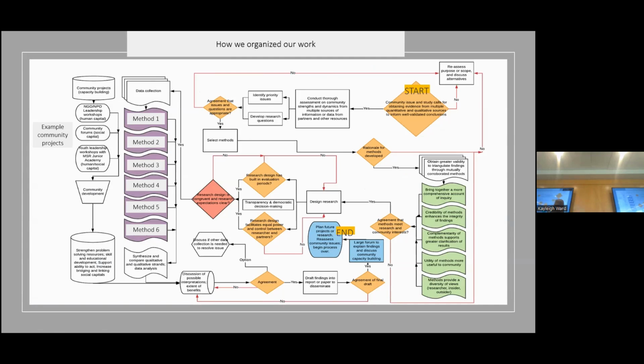You work with the community about identifying priorities and developing research questions. Do we agree upon these? Yes. Move on. So you select your methods. And then for here, we had a reason why we chose these methods. So you have a rationale, which is something that researchers can provide, especially if the community is trying to get funding from like a local government, for example, from the city of Boulder. And you can provide credibility criteria for this.